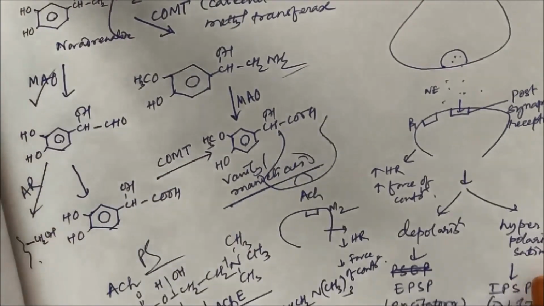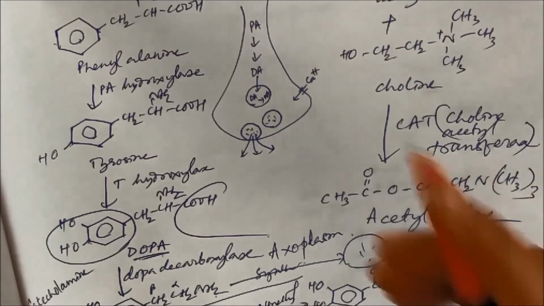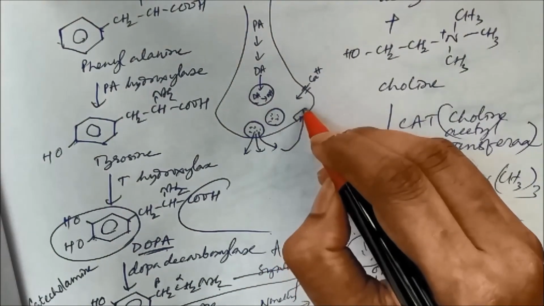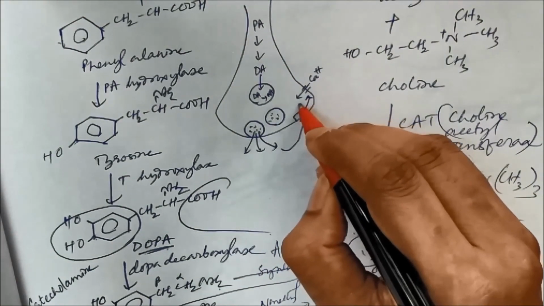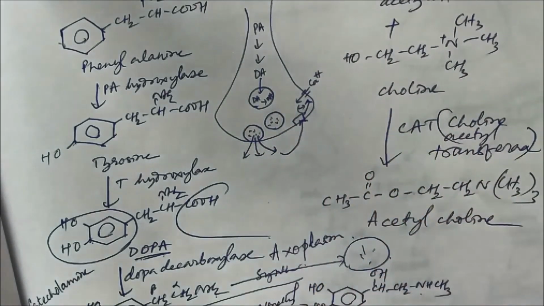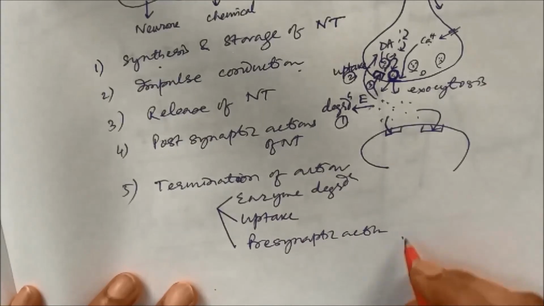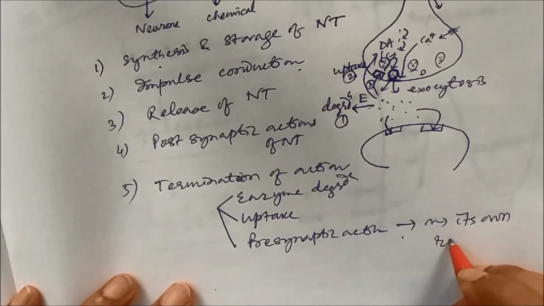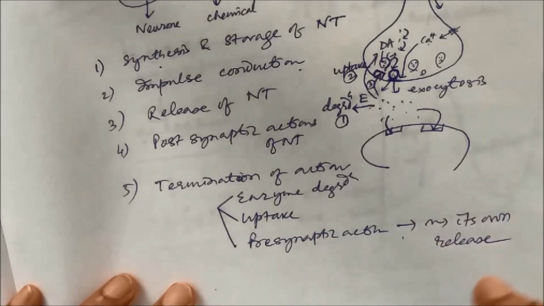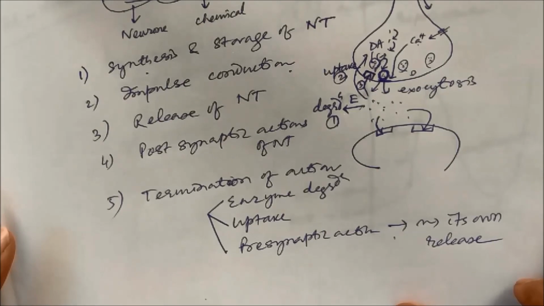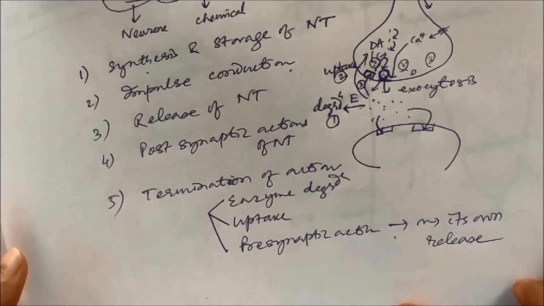And that presynaptic action means they will act on the presynaptic receptors which inhibit calcium, and so exocytosis will be inhibited, the release will be inhibited. So presynaptic action inhibits its own release. That's how termination of action occurs. So in this way we can discuss the neurohumoral transmission of both sympathetic and parasympathetic. Thank you.